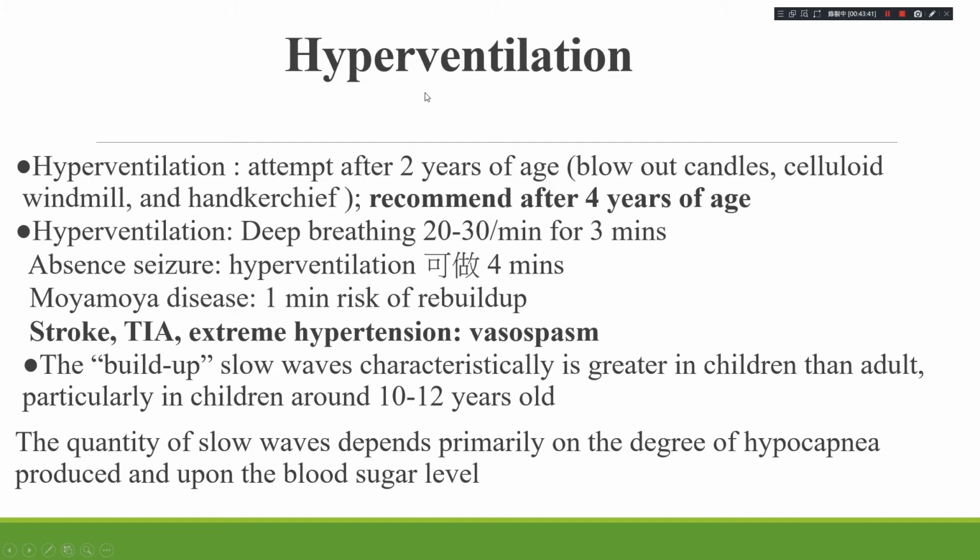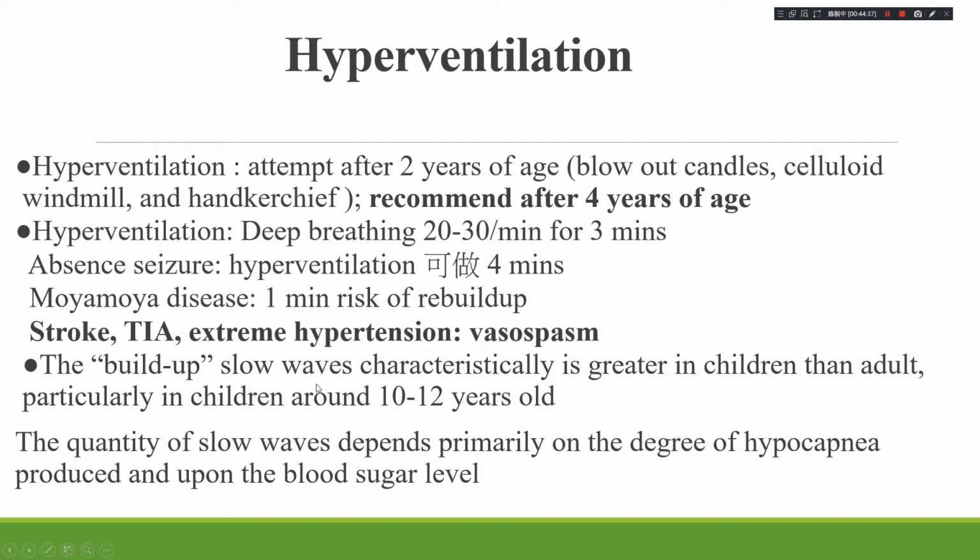Hyperventilation also has age-dependent change. We can attempt it after 2 years of age by asking the patient to blow out a candle or a celluloid windmill or a blue handkerchief. But we do recommend hyperventilation for every person after 4 years of age. We can ask the patient to do deep breathing, 20 to 30 breaths per minute, for 3 minutes. In absence seizure cases, we can do 4 minutes. And in moyamoya disease, usually only 1 minute, because there is a risk of build-up and it may cause the patient to have stroke, TIA, or extreme hyperventilation because of vasospasm.